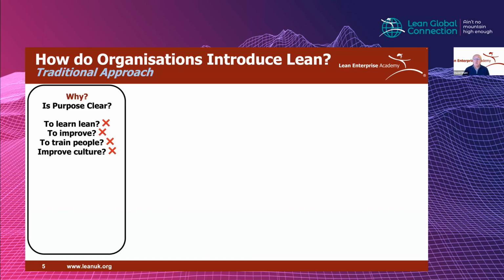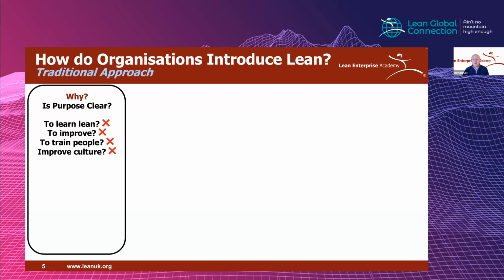Here's what we see when organizations traditionally introduce lean. We ask, why do they want to do it? Is their purpose for doing it clear? It's not enough to say to learn lean or to improve or to train people or become world class. With such a woolly purpose, it's no wonder people run into difficulty.